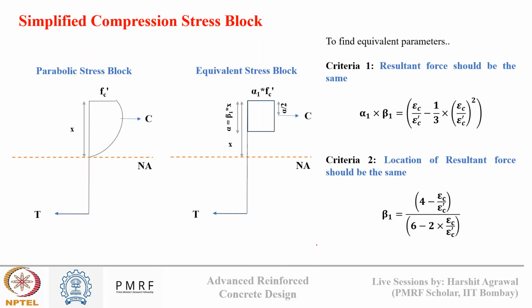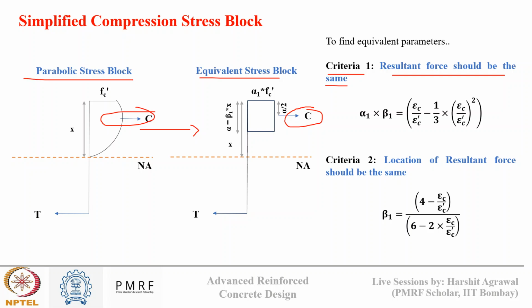We saw how a complex concrete stress block, which is parabolic in nature, can be converted into a simplified rectangular stress block using two criteria. First criterion was that the resultant force should be the same. So whatever force this equivalent stress block is offering, the same force should be offered by the parabolic stress block. Okay, so both this C and this C are the same. And second criterion was that the location of this resultant force should be the same. So the distance of this resultant force from the neutral axis should be the same.